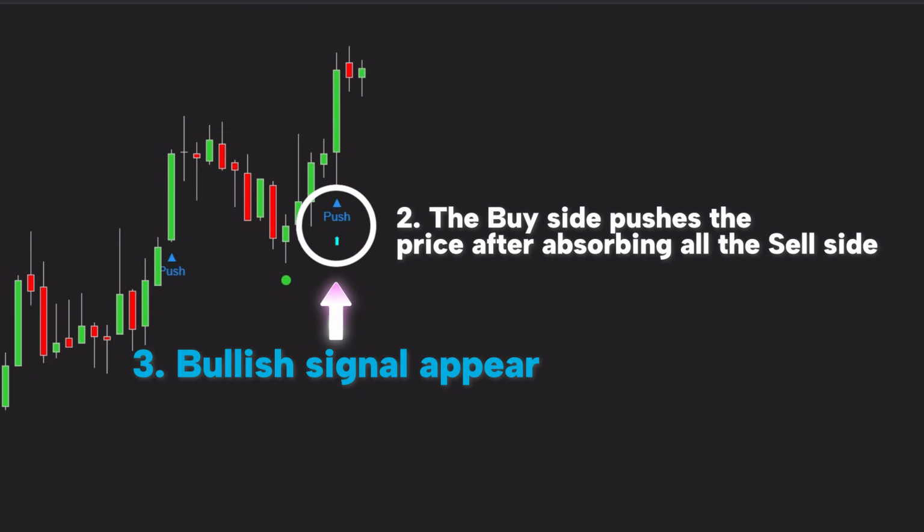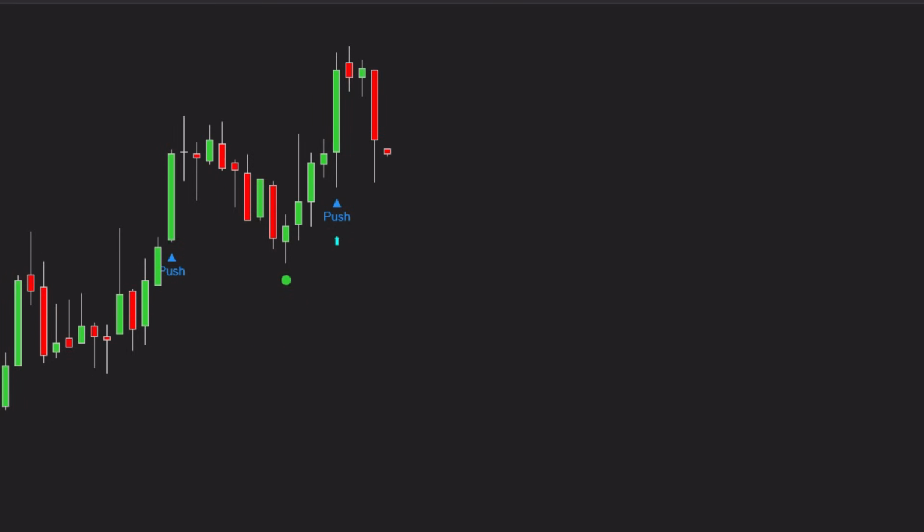At that moment, the system displays a small blue arrow below the push candle. This arrow indicates a bullish concept signal formed by the combination of absorption followed by push. In other words, this is no longer a single signal, but a fully confirmed structure based on both market intention and execution.